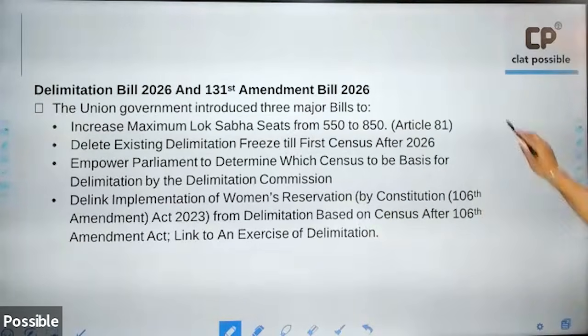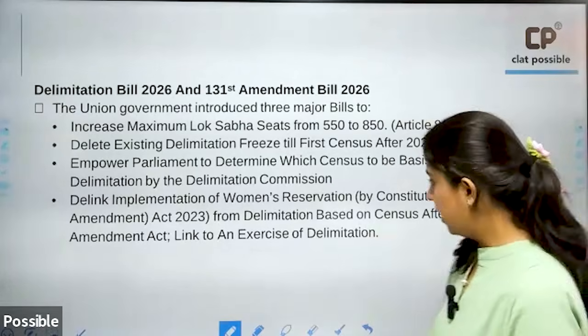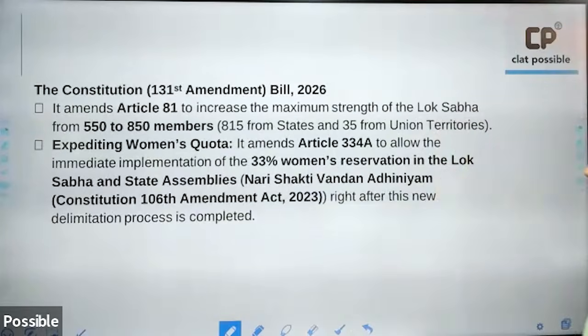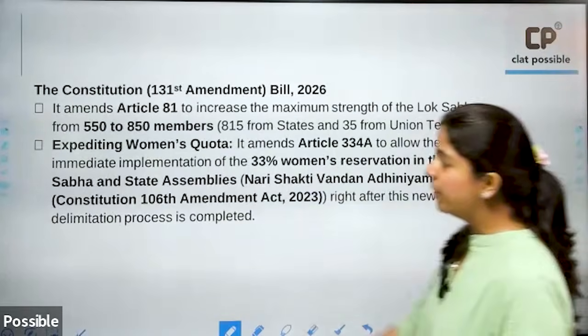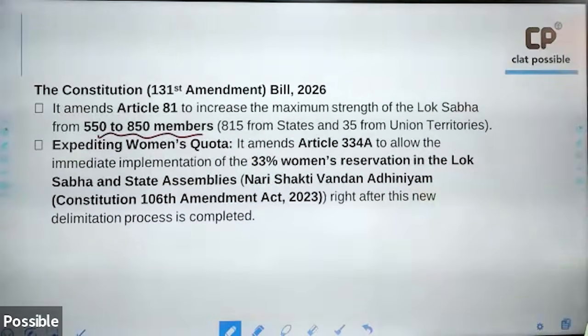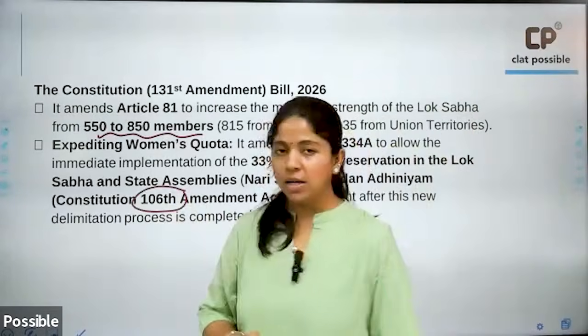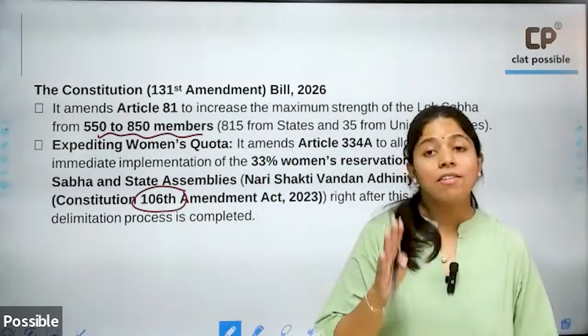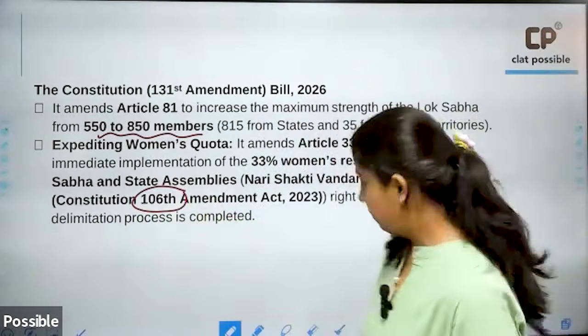All right. So what was the purpose of the bill? It was to increase maximum Lok Sabha seats from 550 to 850, delete existing delimitation freeze till first census after 2026, empower Parliament to determine which census to be the basis for delimitation, and delink implementation of women reservation from delimitation. All right. Then what was this act? It amends Article 81, the new amendment bill, which sought to increase the number of seats in the Lok Sabha from 550 to 850, and also sought that Article 334A should be immediately brought in, which sought to give 33% reservation for women. Also do remember that Nari Shakti Vandan Adhiniyam was the 106th Constitution Amendment Act. Until now, we've had only 106 amendments. This is the last amendment that we've had.